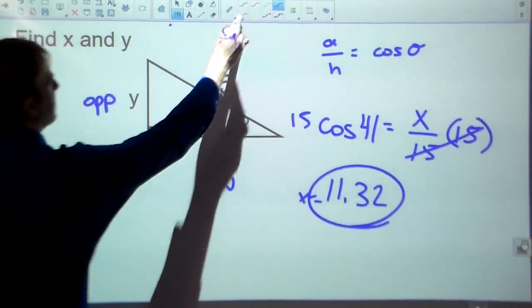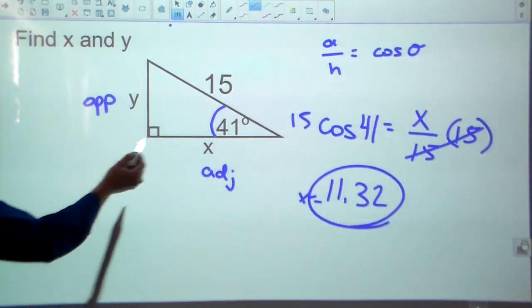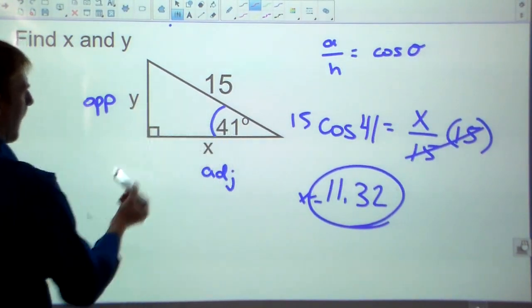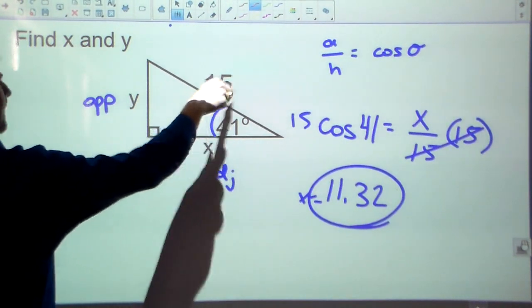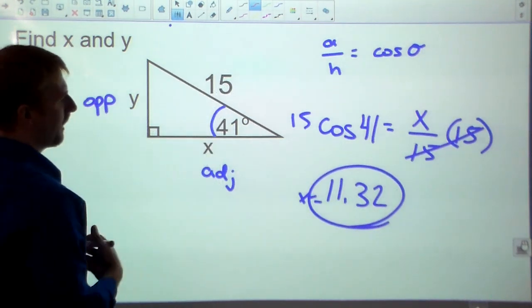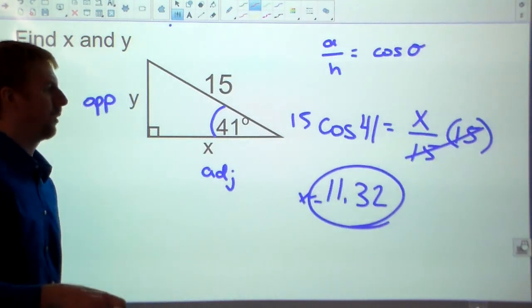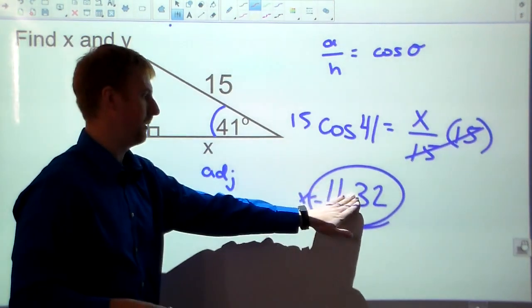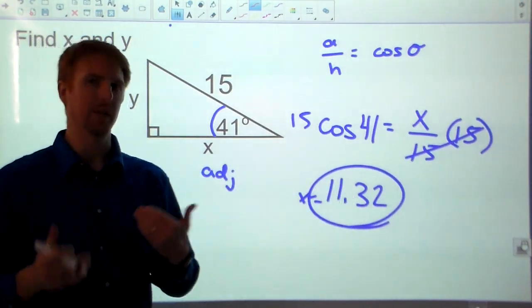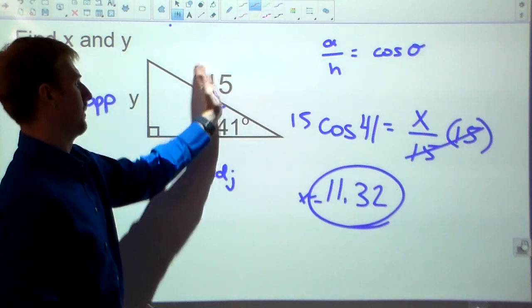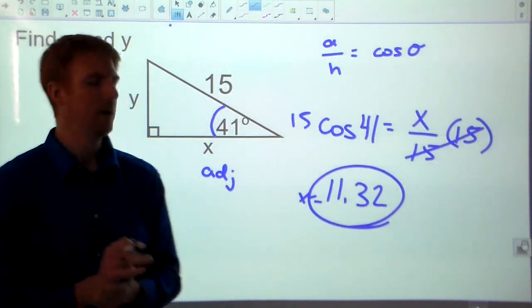All right, let's find y. So in this case, relative to the angle, you've got an opposite side. And you also know this hypotenuse. You could set up something else using this 11.32. I don't recommend it because this side was rounded, so that's going to make this answer rounded even more. You're better off to stick with the side that was given when you set up your math.